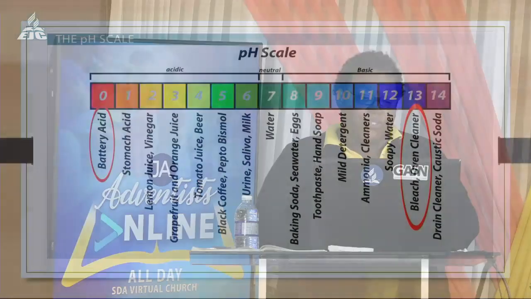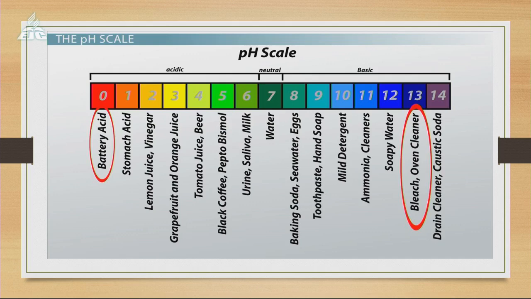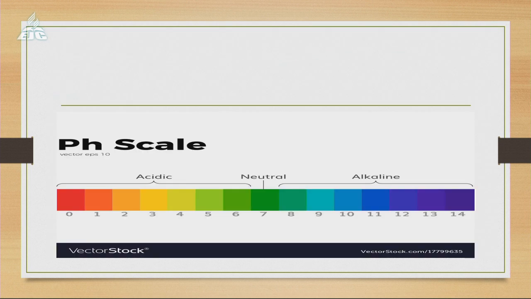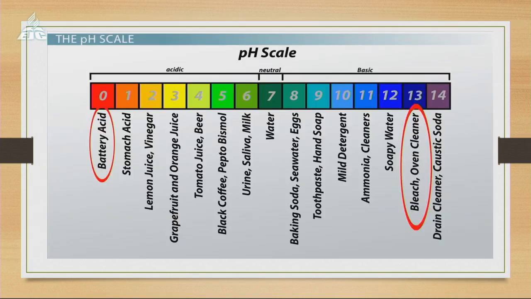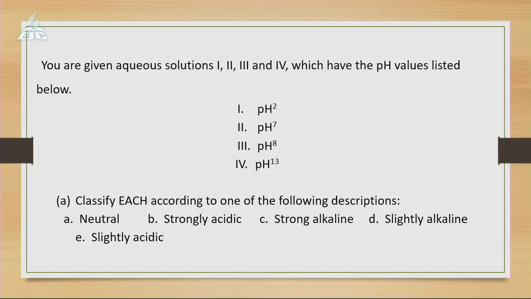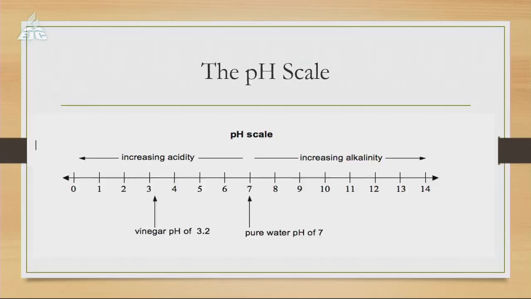All right, let's go again. If we're looking at our pH scale, we'd see that a pH of 2 would be what? A very strong acid. But a pH of 7 would be what? Neutral. What about a pH of 11? Weakly alkaline. And of course, a pH of 13 would be a strong alkaline. Okay, very good.